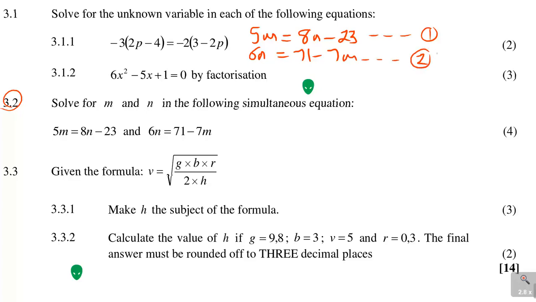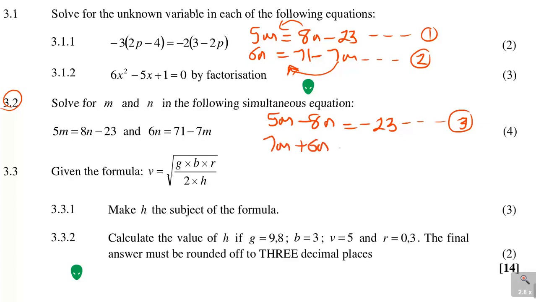Now I need to arrange these equations identically. So I'm going to take m and n on one side such that the equations now are 5m minus 8n is equal to negative 23. I'll call it my equation 3 now since I'm moving on. Now start with minus 7m, it crosses the sign, it becomes 7m plus 6n is equal to 71. This is then equation 4. Now I need to eliminate. I'm going to use elimination. I want to remove m.